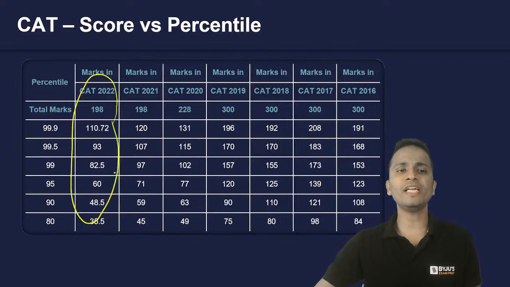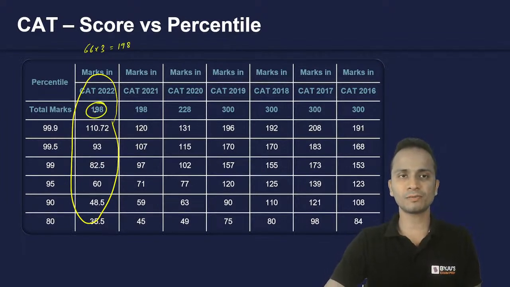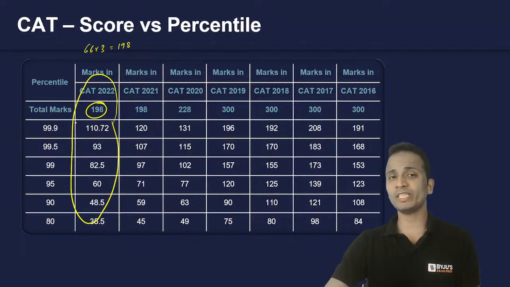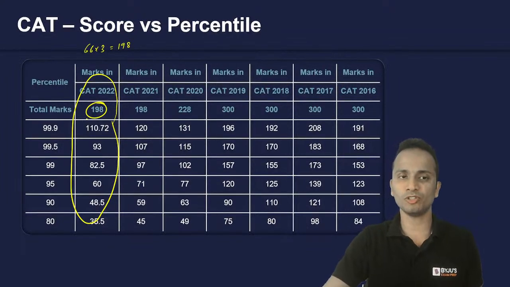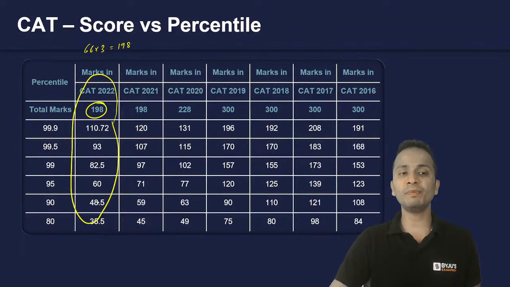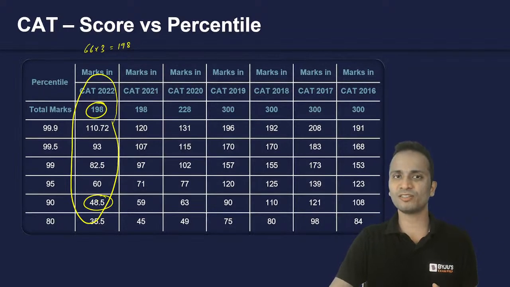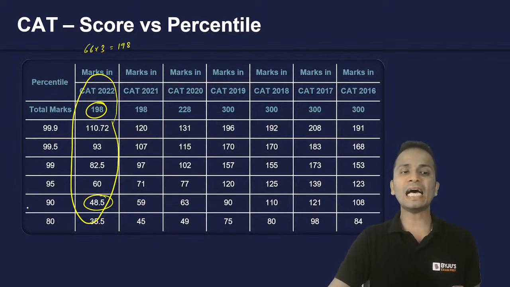In CAT 2022, there were a total of 66 questions. Every question had a weightage of 3, so the total paper was of 198 marks. I'm not talking about section-wise percentile, I'm talking about the overall percentile. Out of 198 total marks, anybody who is able to secure 48.5, approximately one fourth, will you believe it, has successfully been able to achieve 90 percentile in the CAT examination.